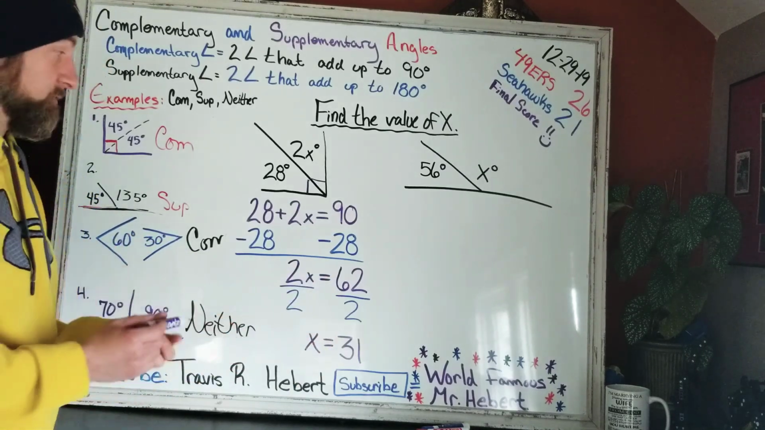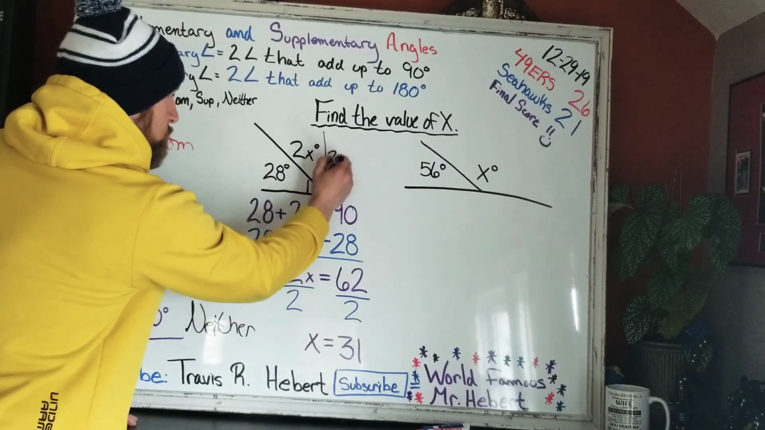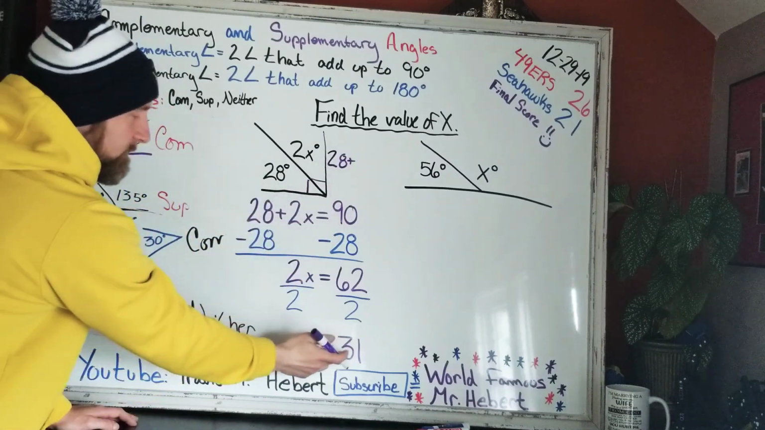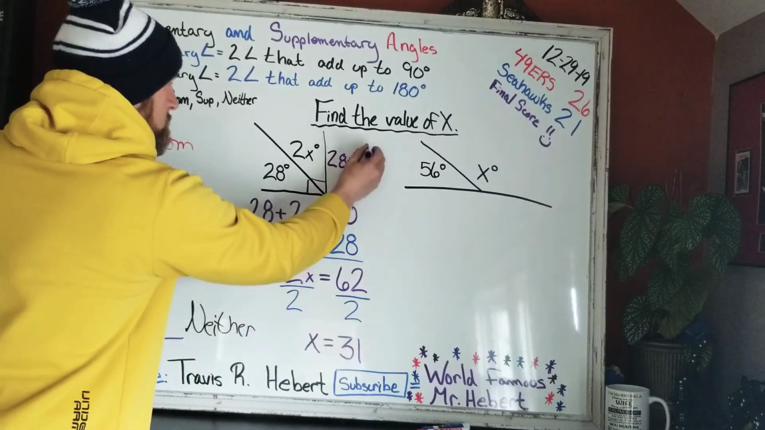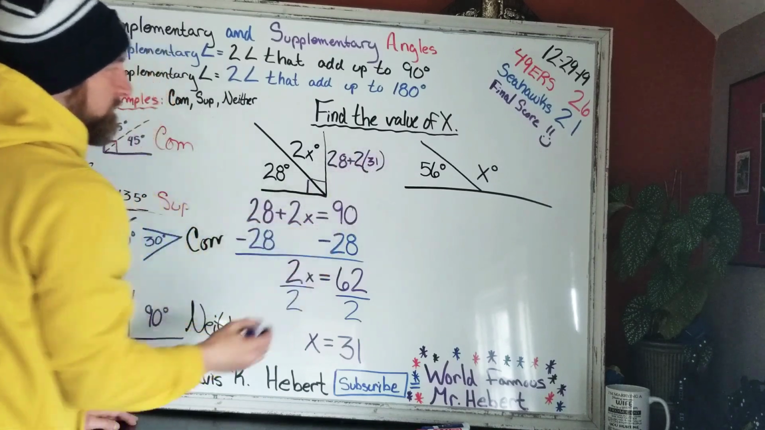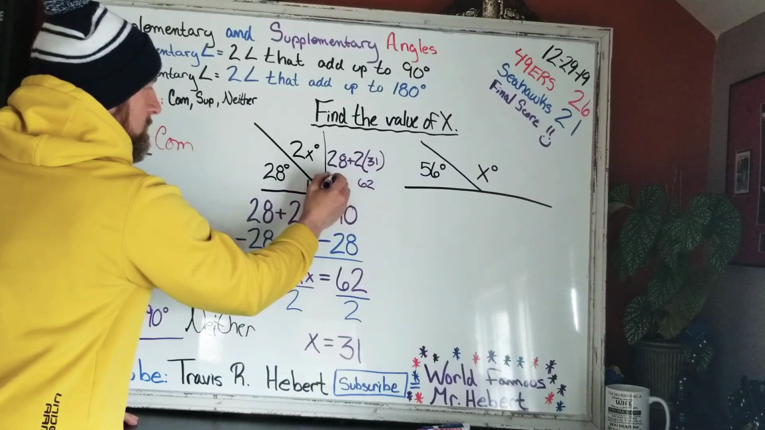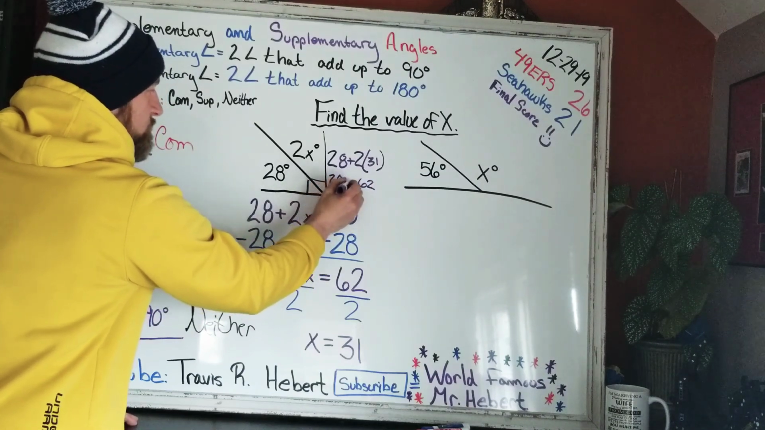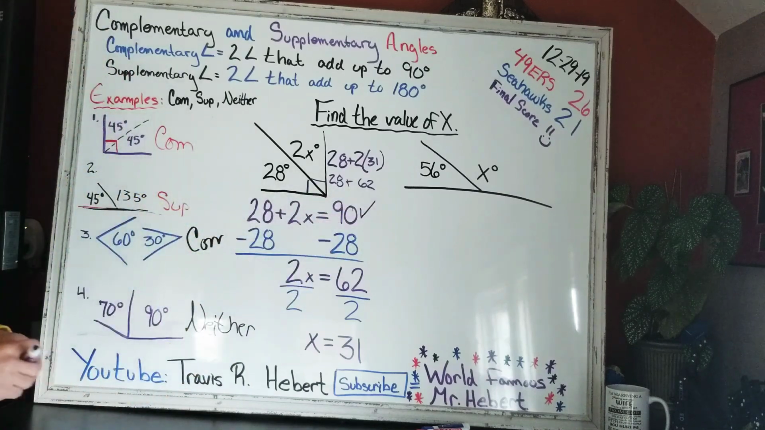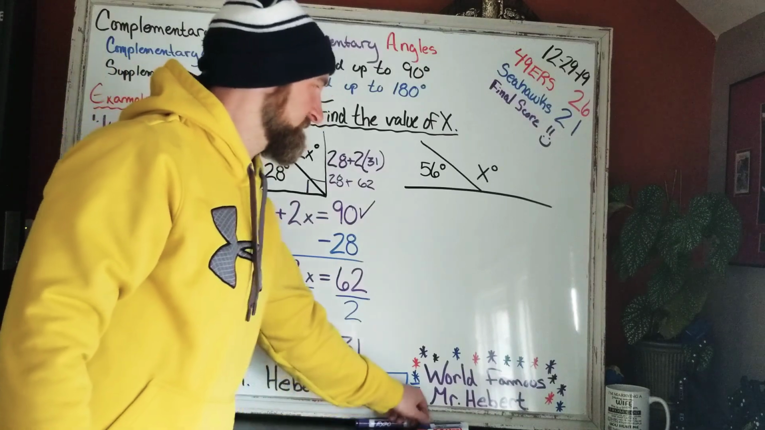And if you want to check your answer, it's very simple. We take our 28 plus 2 times x, where x is equal to 31. So 2 times 31 should all equal 90. 2 times 31 gives us 62. And then we bring down our 28. 28 plus 62 will give us 90. So this answer checks out. We'll go to our next example.